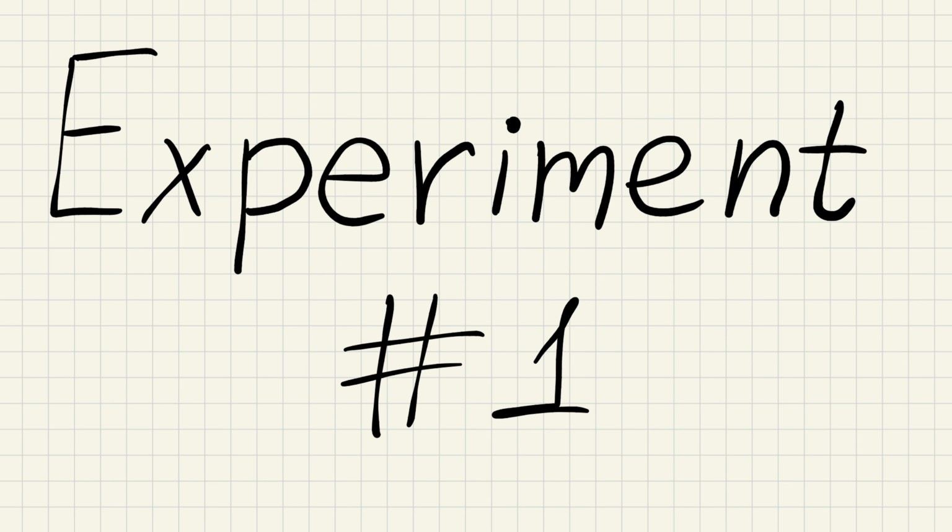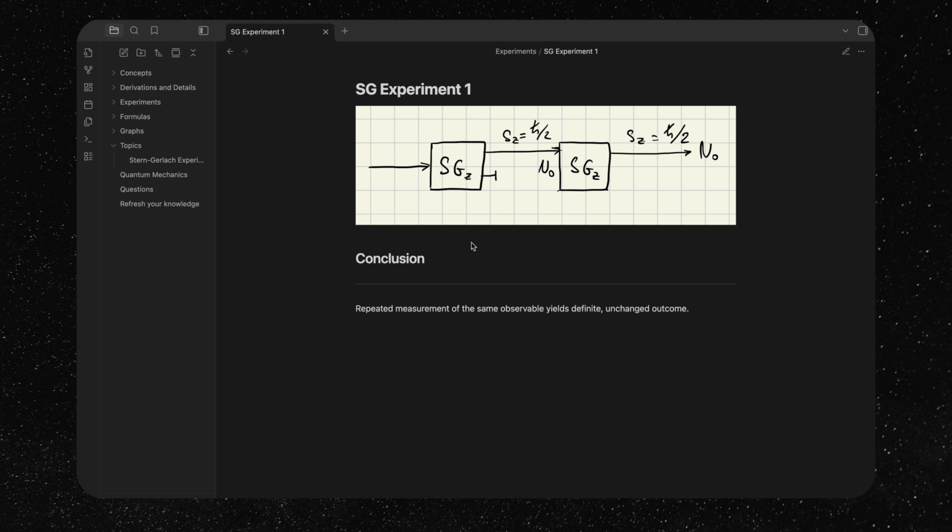Let's move on to the first thought experiment. We start with two Stern-Gerlach devices, SG devices, oriented along the z-axis, so SGZ. We send a beam of atoms into the first device. Two beams come out, spin up and spin down. We block the spin down beam so that only spin up atoms continue here. Now, when those spin up atoms go into a second SGZ device, they all come out spin up again with 100% probability. This shows an important principle: if you measure the same observable twice or more, you get the same result. The outcome doesn't change.